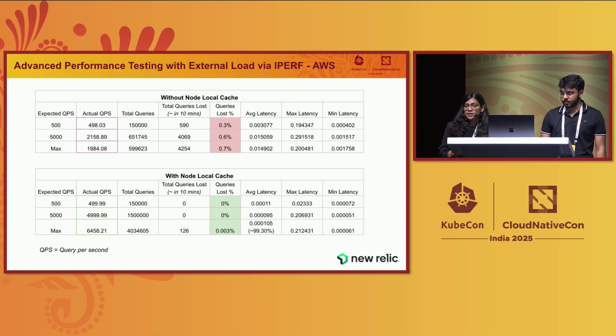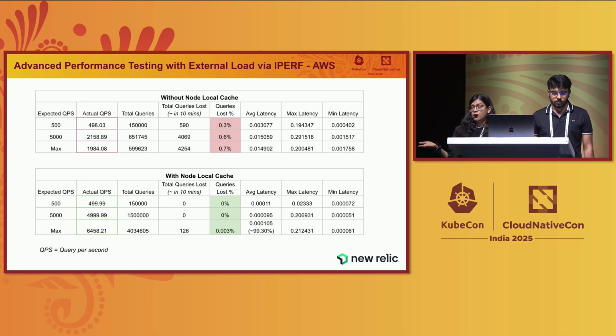Also, the latencies here showed a remarkable improvement, where at the maximum QPS, the average latency improved by 99.3%. So a key takeaway from this testing was that even with the added external load, the AWS cluster was able to perform remarkably with the local cache enabled.